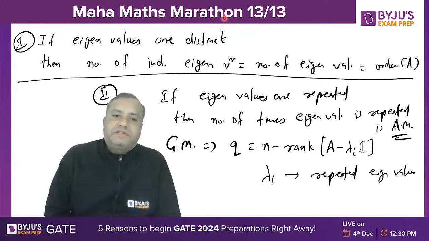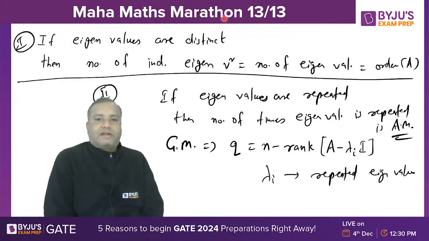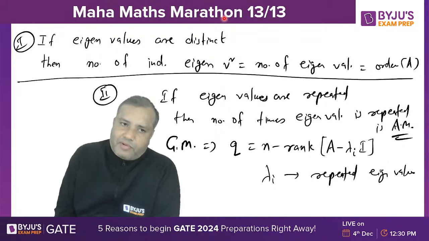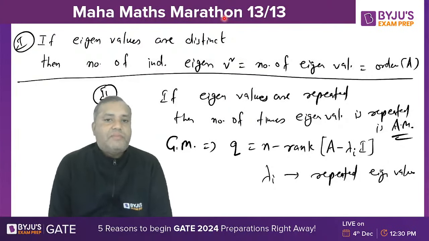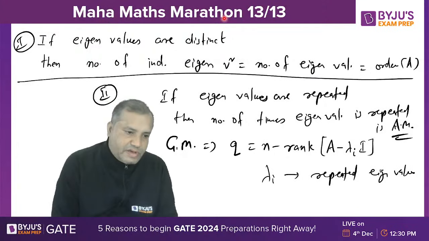If eigenvalues are distinct, then the number of eigenvectors is equal to the number of eigenvalues. If eigenvalues are distinct, then the number of independent eigenvectors is equal to the number of eigenvalues.